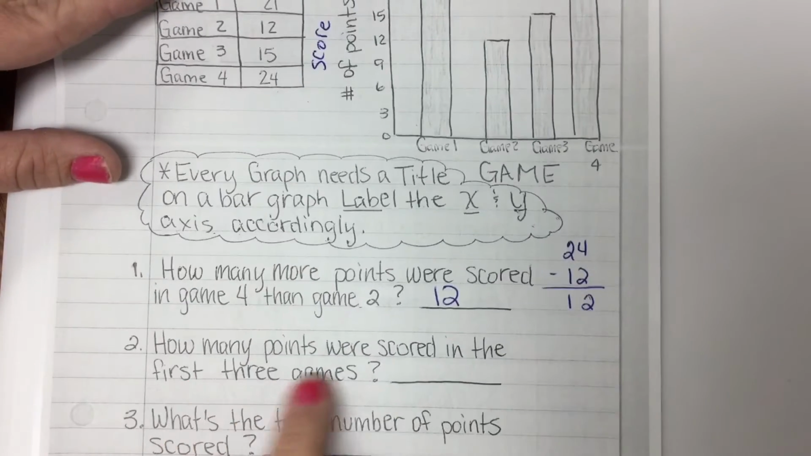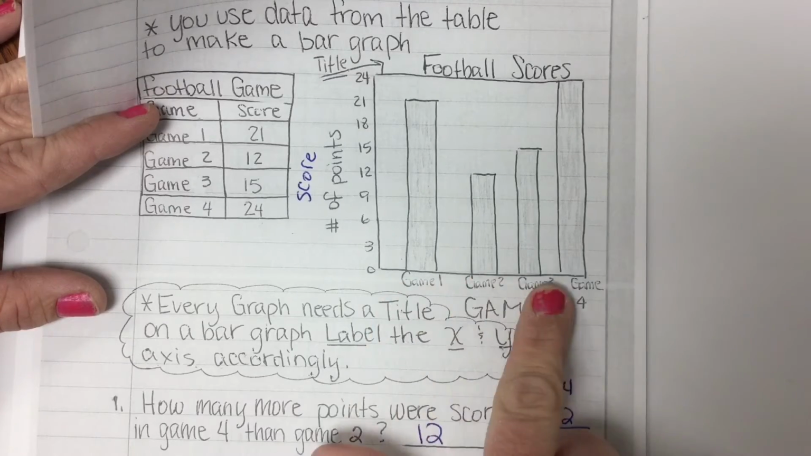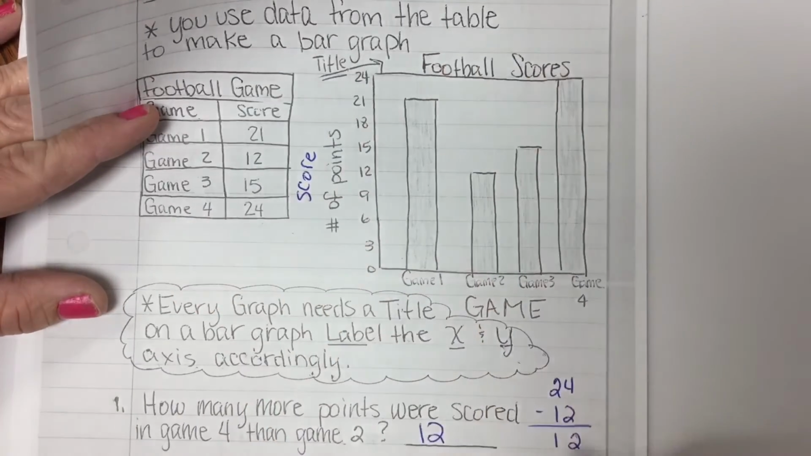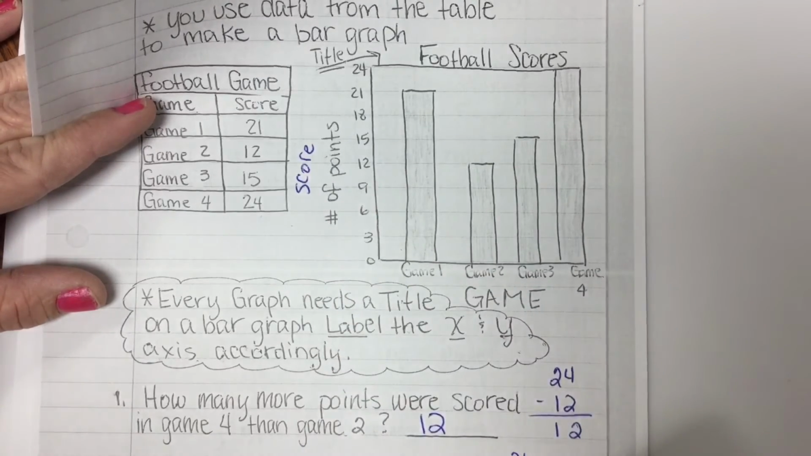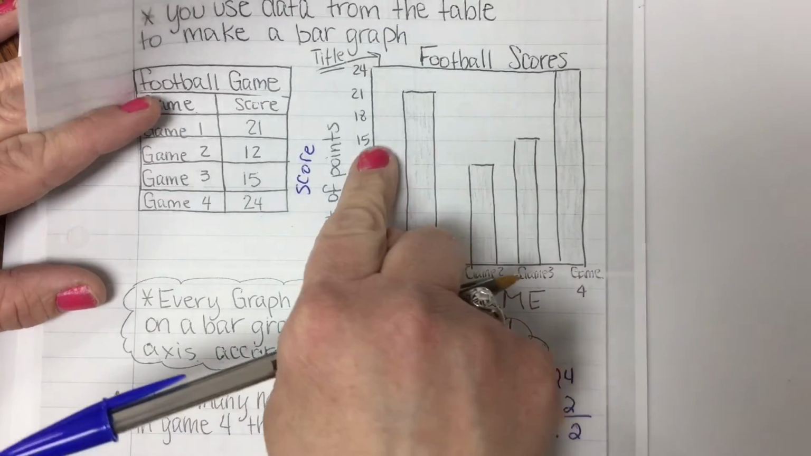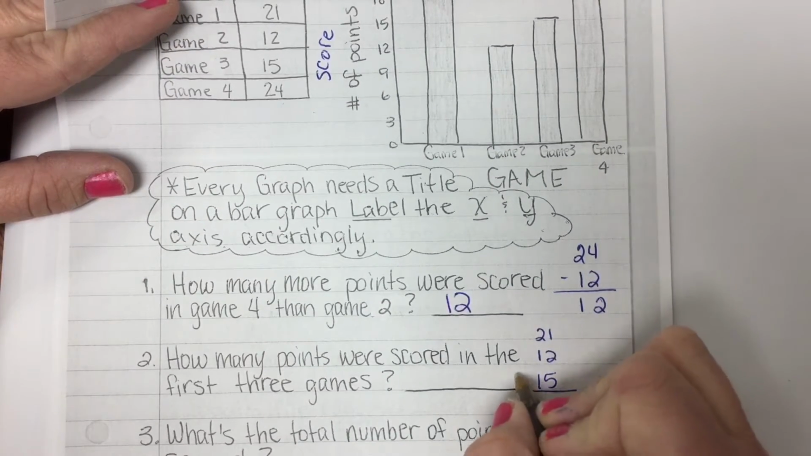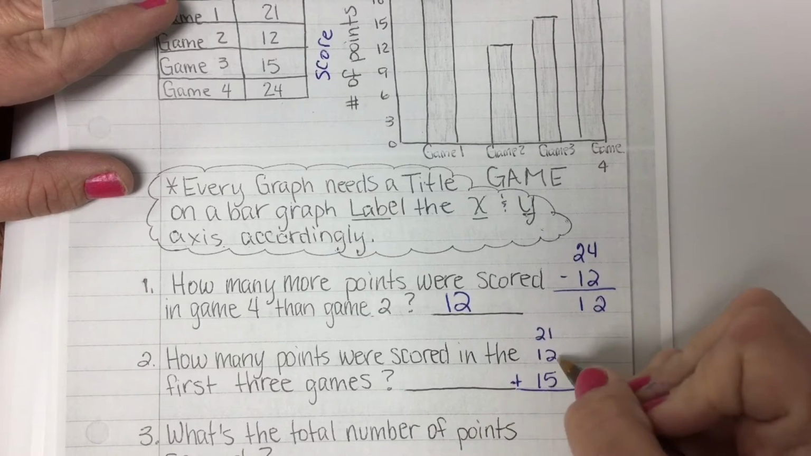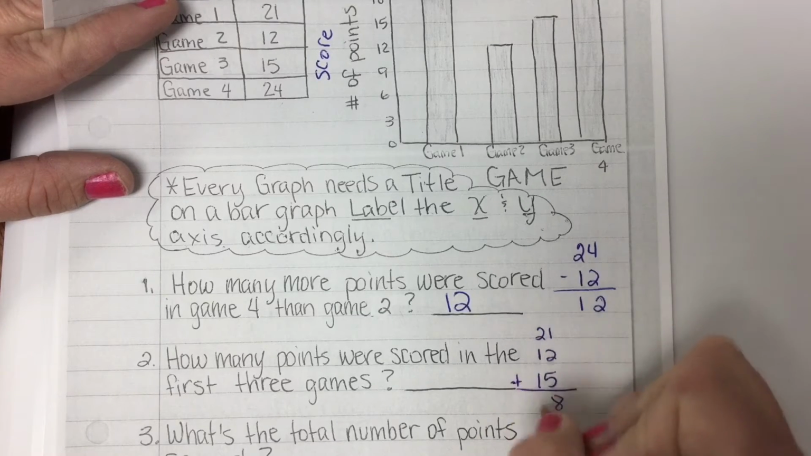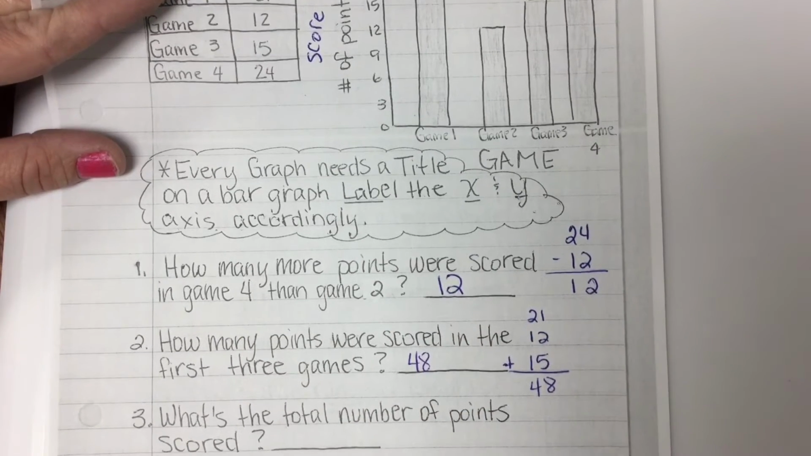How many points were scored in the first 3 games? That means you needed to look at game 1, which was 21, game 2, which was 12, and game 3, which was 15. And if we're looking for the total number of points scored in 3 games, we're adding. So 5, 6, 7, 8, 2, 3, 4. So 48 points were scored in the first 3 games.